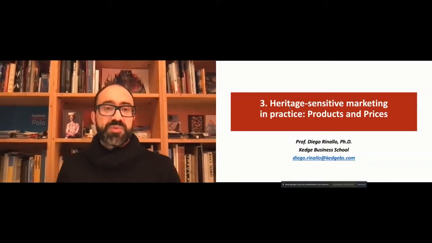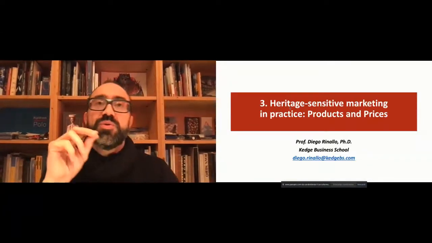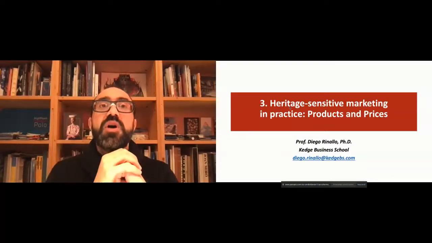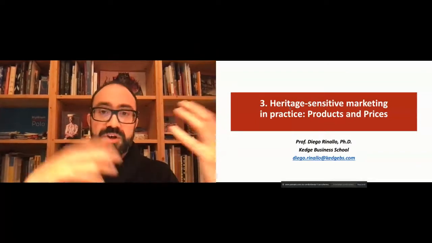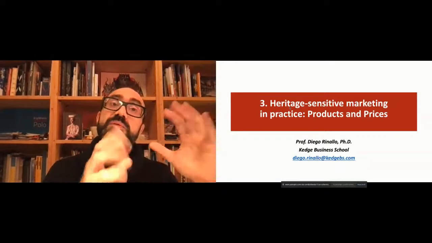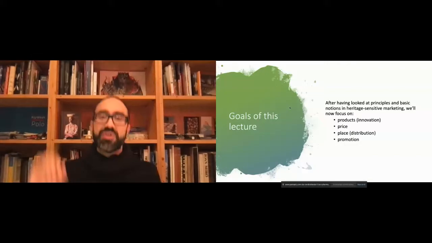Welcome back to this third lecture, where I will introduce two elements of the so-called marketing mix, also termed the 4 Ps of marketing: products and prices. In the final lecture, we'll see places, which means distribution, and promotions. Let's start with products.